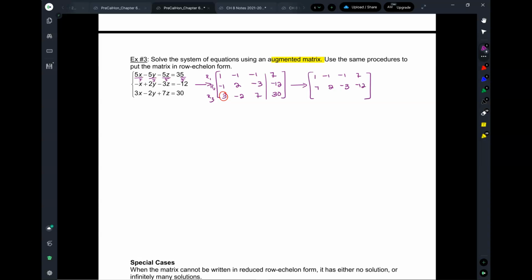Multiply this by 3, you get a negative 3. Add it to this, you get a 0. You ignore all the other columns. You just look at what you can combine the 3 with to get a 0. So we're going to do 3 row 2 plus row 3. That's 0, and then all the other ones are going to be the same. So 6 minus 2 is 4. Negative 9 plus 7 is negative 2. Negative 36 plus 30 is negative 6.